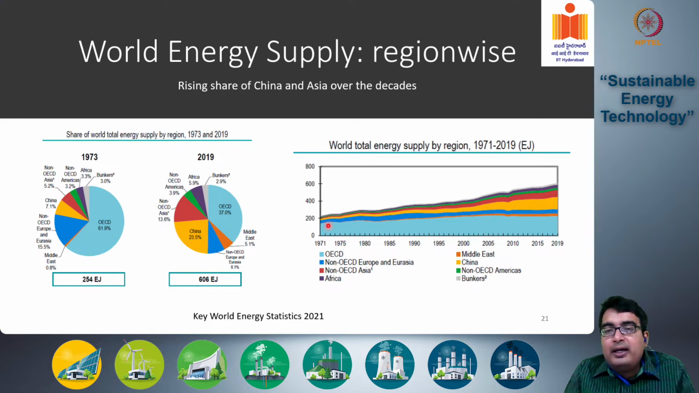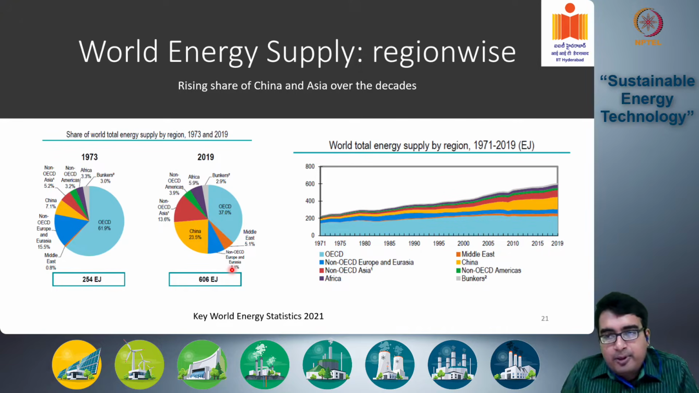So you can see a near monotonic increase in energy use has occurred. Energy production and energy use has increased throughout the world over the decades. And the increase has been around 2.5 times. So 254 into 2 is 508. This is 606. So 2.4 to 2.5 times the energy production in 1973. So over a course of say 45 years, approximately, we have seen a 2.5 times increase in global energy use. And as you expect, this is tracked to the increasing GDP per capita of the world as well.